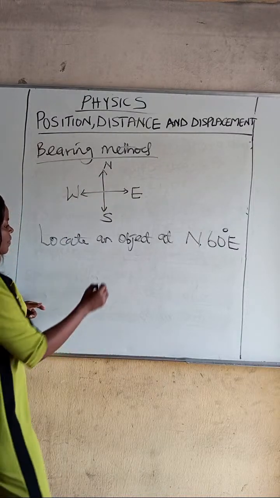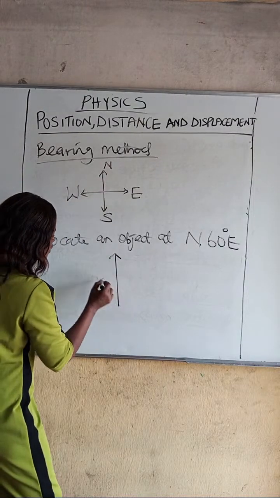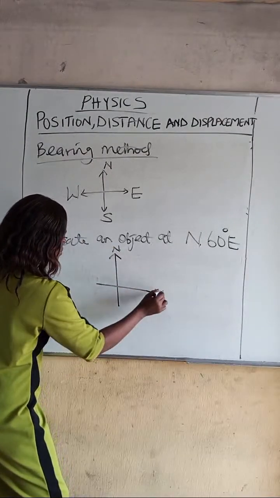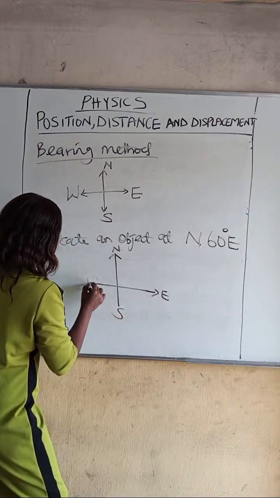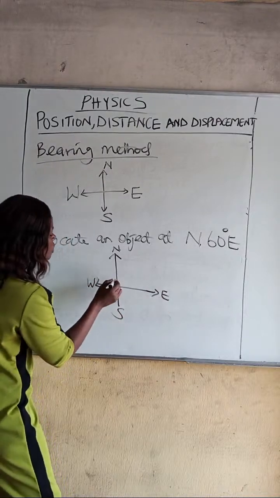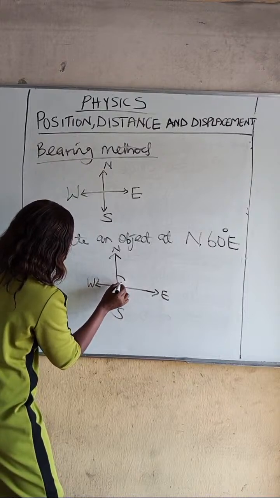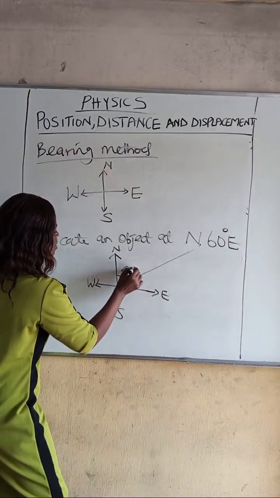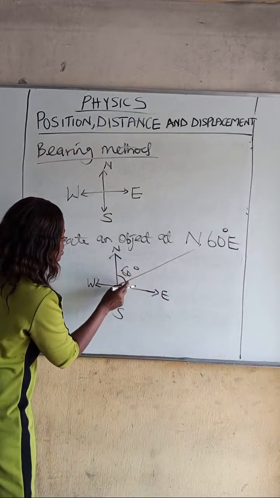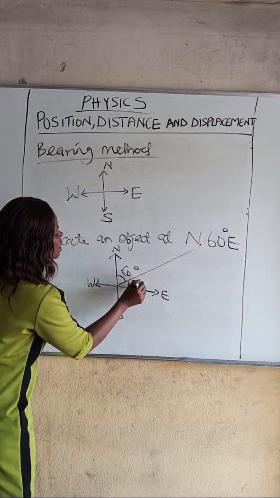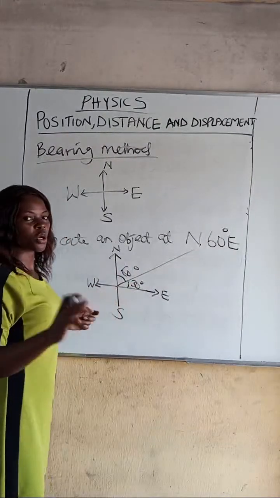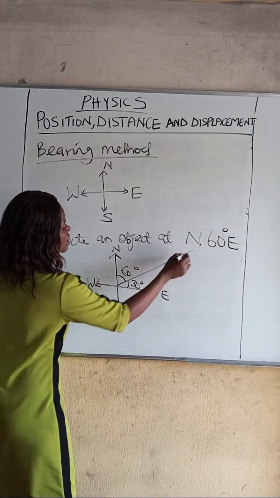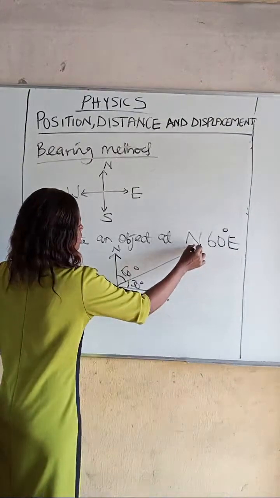So let me explain. I have this. These are the 4 cardinal points: north, east, south, and west. From here I measure an angle of 60 degrees, then I go this way. So this is 60, and if this is 60, here becomes 30, because each of the quadrants has an angle of 90 degrees. So if I measure out 60 here, I'm left with 30. This is the position of the object indicated.